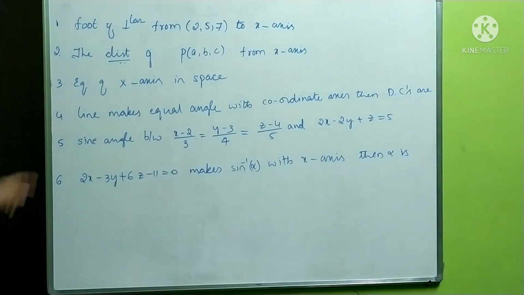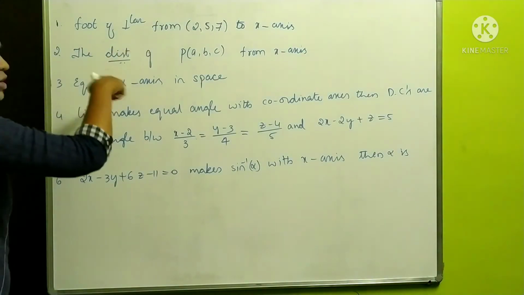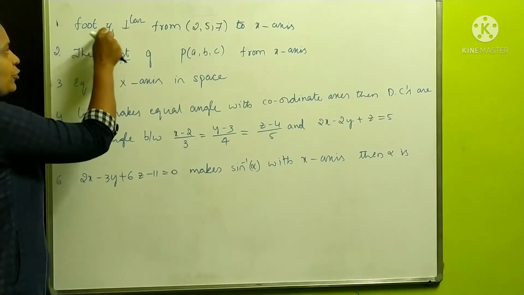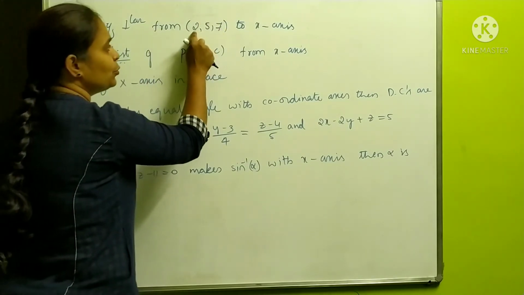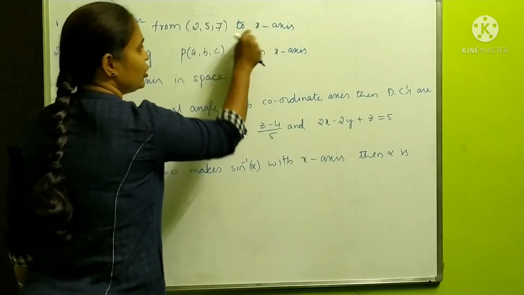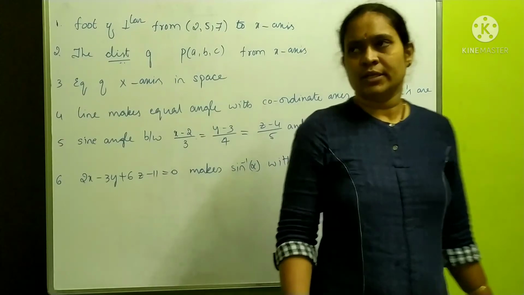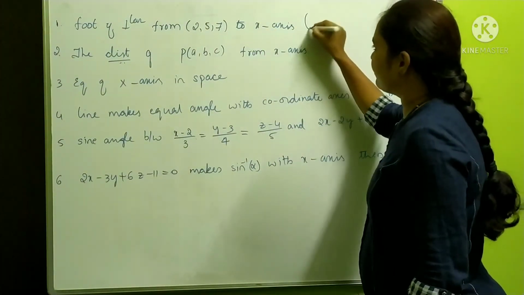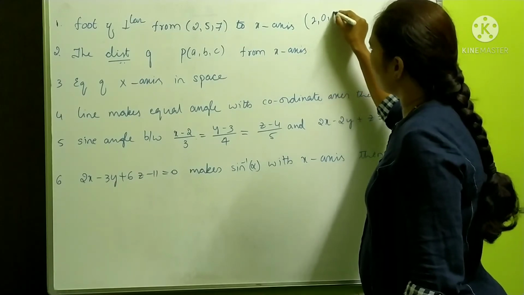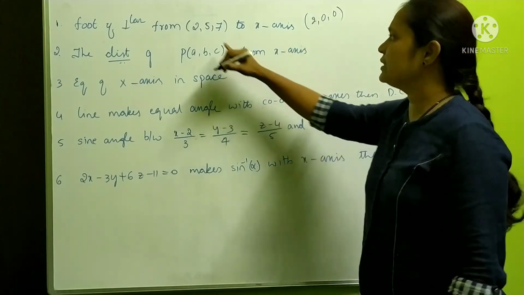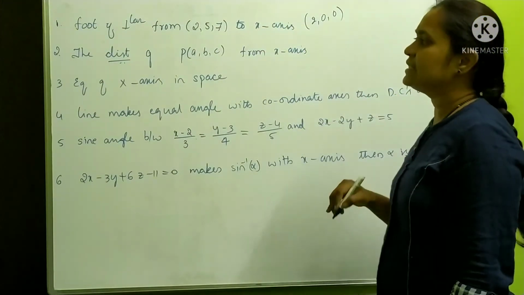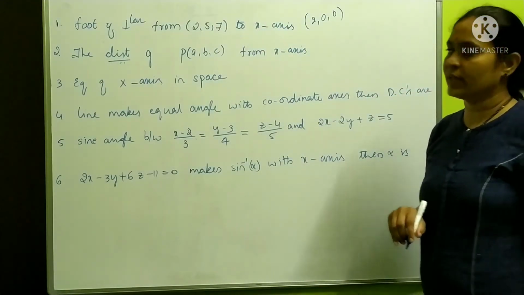Look here, I have written a few questions. Let me discuss these questions. I have not written the options. See here, what they are asking: foot of perpendicular from 2, 5, 7 to the x-axis. So the foot of perpendicular from this point to the x-axis will definitely be 2, 0, 0, no? Because it is from 2 only. On the x-axis, the y coordinate and z coordinate are 0.